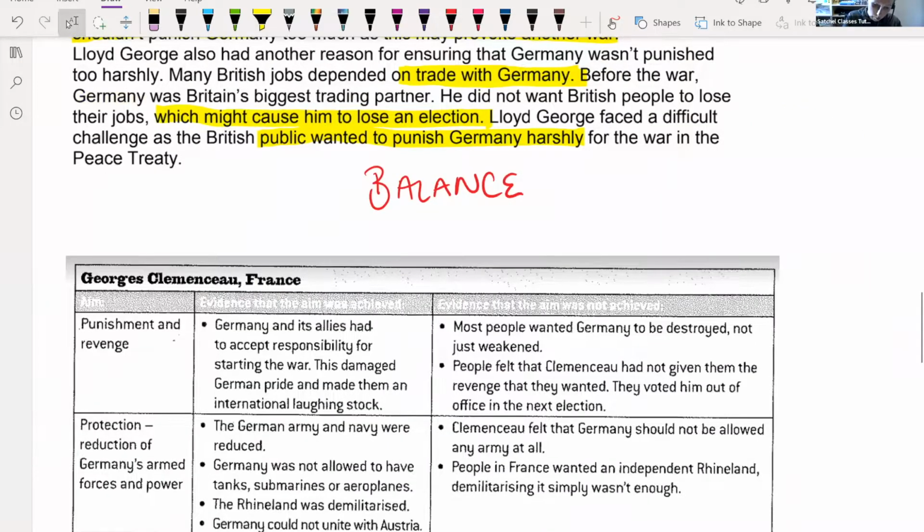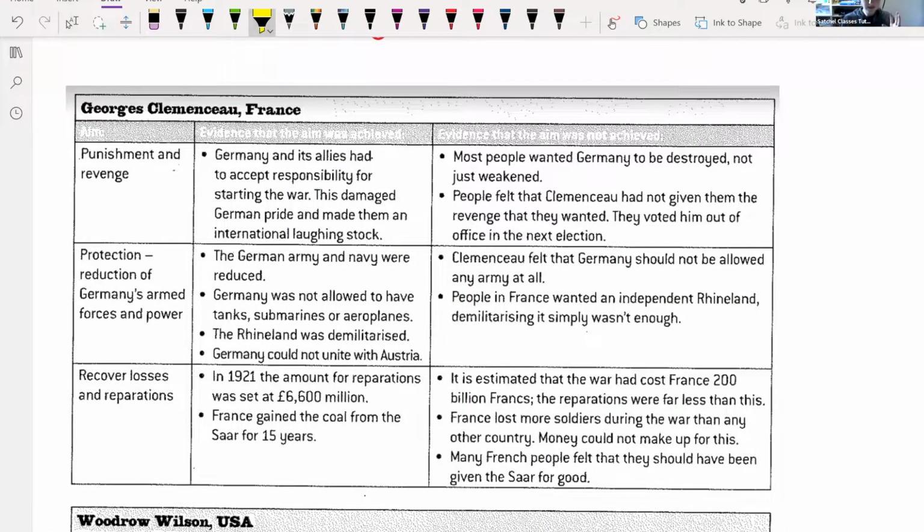So let's have a look at whether they actually achieve these aims then. In the next video, we're going to be looking at the actual terms of the Treaty of Versailles in a bit more detail. But let's just have a look here at what they wanted. So Clemenceau: punishment and revenge.